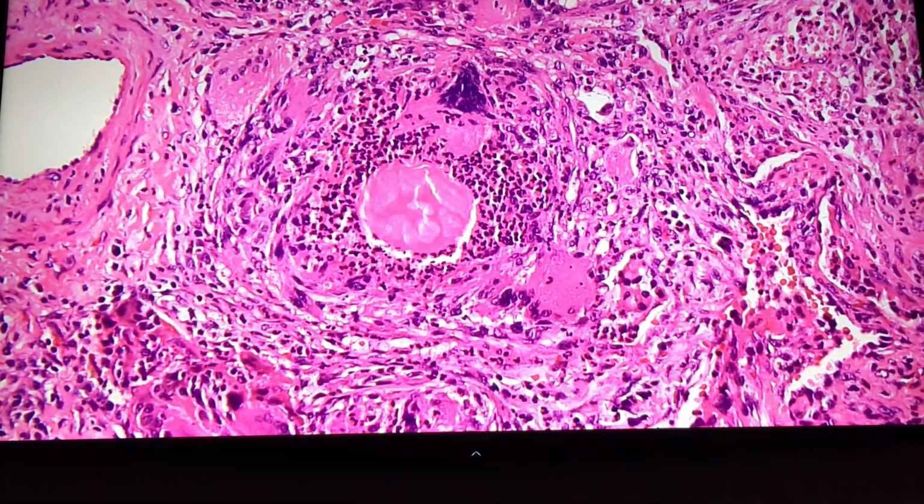So suppurative granulomas, there's actually a background of organizing pneumonia, and it can be very easy to confuse this with infections and Wegener's until you see that material in the middle of the granuloma. Okay? All right, one more.